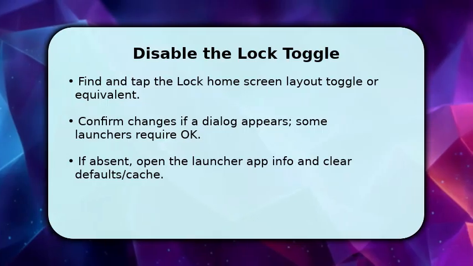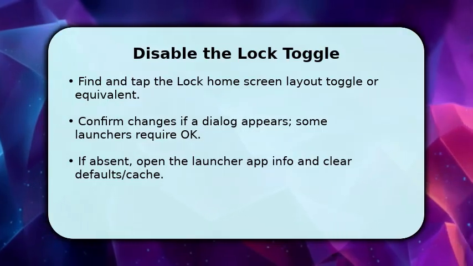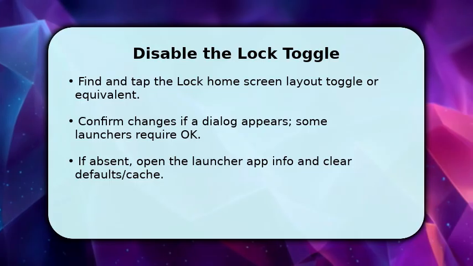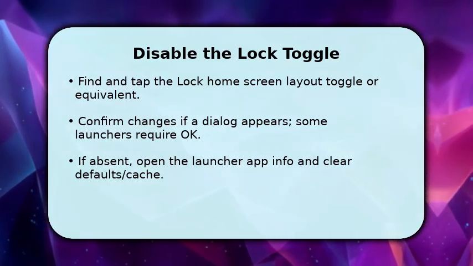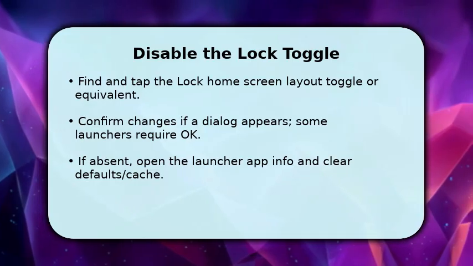Now you'll turn the lock off. Locate the Lock Home Screen Layout toggle and switch it to off. You do this because the toggle prevents moving icons and widgets. If a confirmation dialog appears, confirm to apply the change.